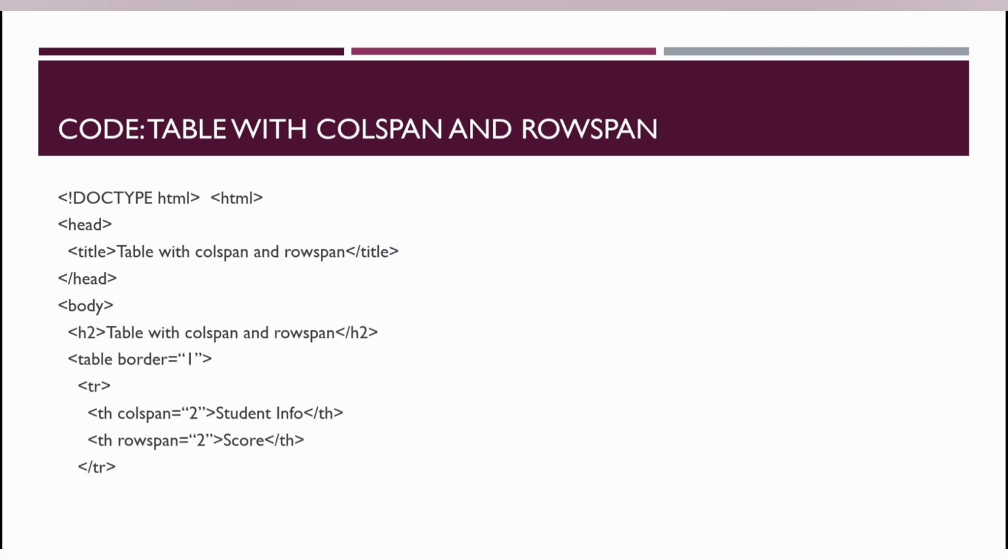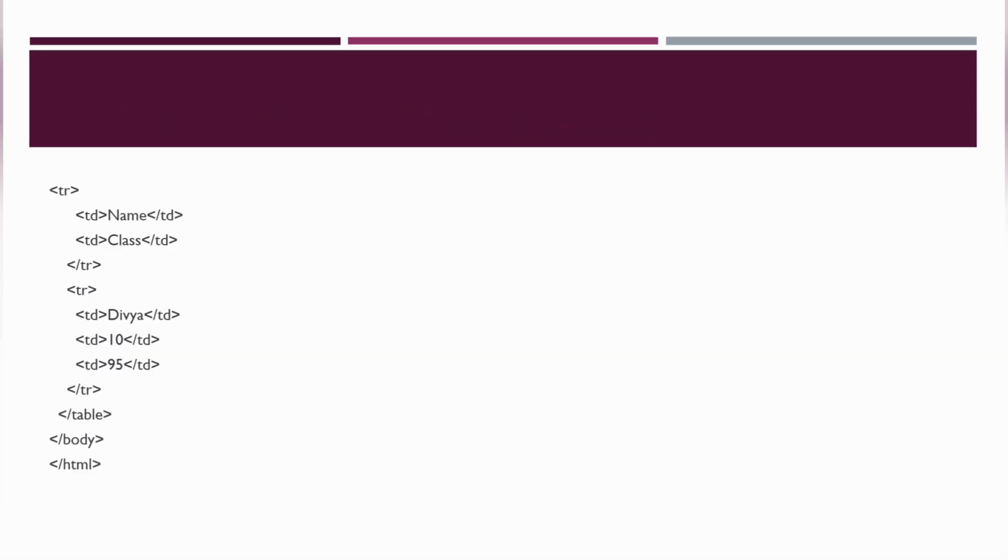For writing score for the rows, writing student info for the column. Let's move to next slide. Here, next row I write name in the data tag and class, then I close that row, then I open next row with data only with Divya and 10, 95. Then I close that row, close the table, body and HTML.